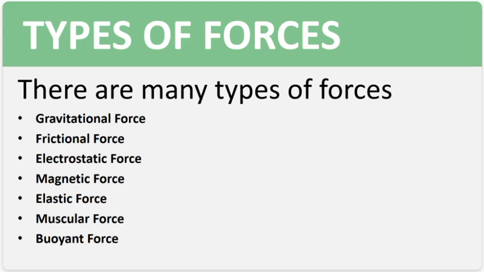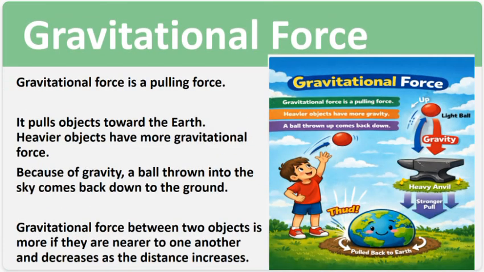There are many types of forces, including gravitational, frictional, electrostatic, magnetic, elastic, muscular, and buoyant forces. Gravitational force pulls objects toward the Earth. Heavier objects experience more gravitational force. For example, a ball thrown up always comes back down due to gravity. The gravitational force between two objects increases as they get closer.